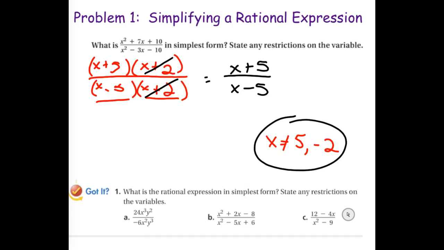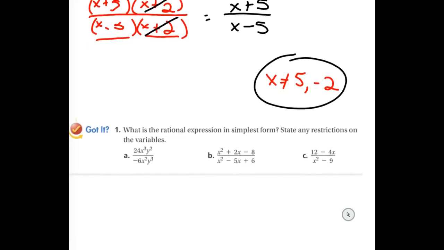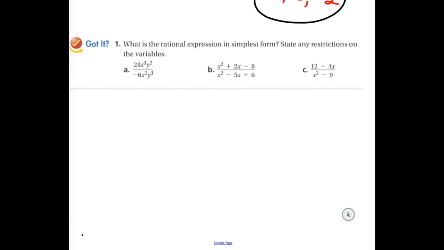In that example, we started out with a trinomial divided by a trinomial, right? 3 terms divided by 3 terms. How is this next one different? We really don't have any factoring. It's already in its factored form, right? It's a monomial divided by a monomial. So we can go right to looking at domain restrictions. In this case, we have 2 variables. Both of them have a restriction.